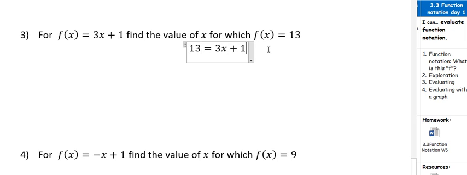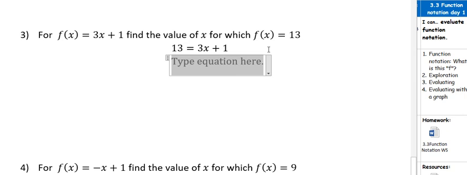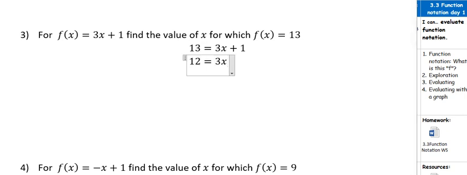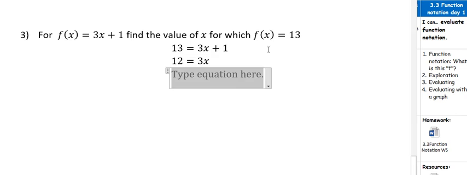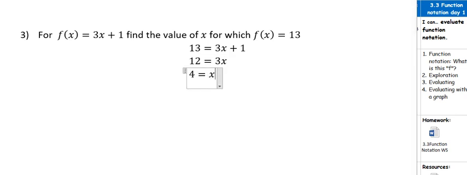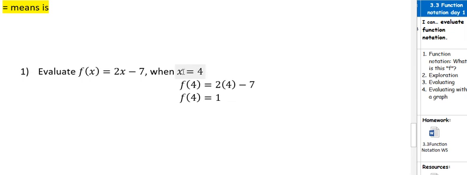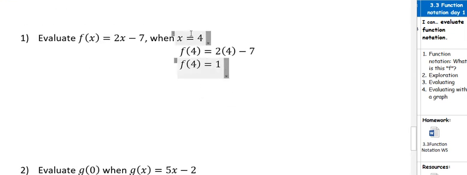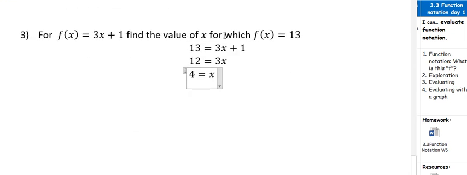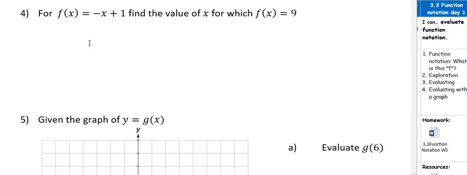And this is where I want to stress that we've been doing this. I'm going to subtract 1 from both sides to get 12 equals 3x. I'm going to divide both sides by 3 to get 4 equals x. It's like we did it backwards. So recognize, when I have x equals 4, I plug it in for x. When I have f of x is 13, I plug it in for the f of x. The whole f of x goes away and my number goes in there.